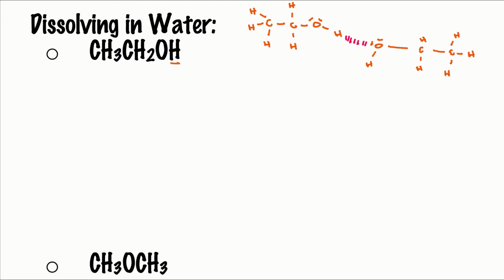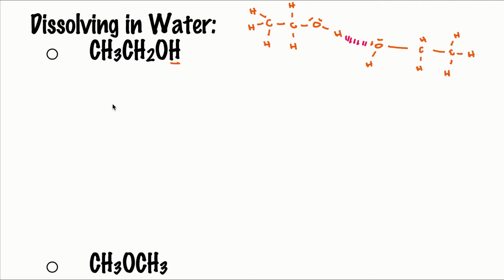So that's hydrogen bonding. And so this molecule here is going to have a higher boiling point than something that doesn't have hydrogen bonding. But what about dissolving in water? Okay, what causes this molecule, ethanol, to be able to dissolve so well in water?